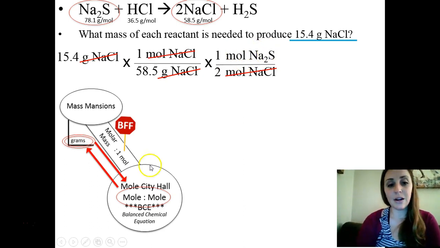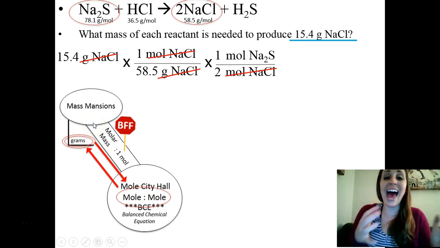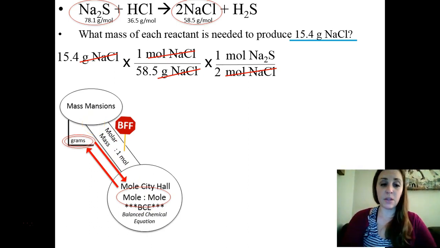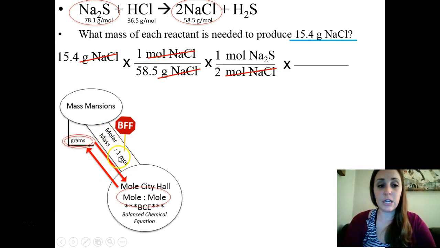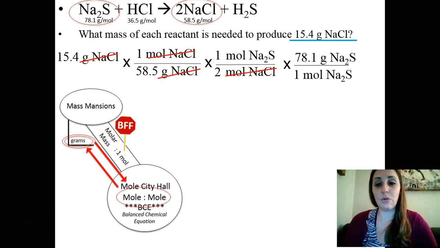If we stopped here, we'd be hanging out in Mole City Hall for sodium sulfide, which isn't what we want. We want mass, so you have to go back over to the mass mansions, but now you're going back as sodium sulfide. So the first thing you do is you do an X line, because you're doing a conversion, divide by 1 mole, and it's 1 mole of sodium sulfide, and you multiply by the molar mass of sodium sulfide, which we already found in the last slide, 78.1 grams of sodium sulfide. Cancel things that can cancel, and there you go.